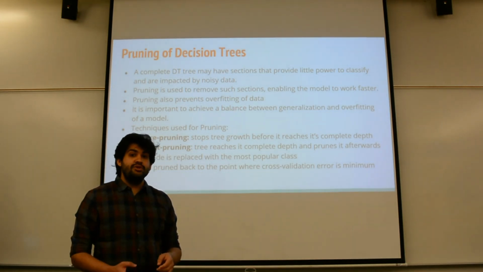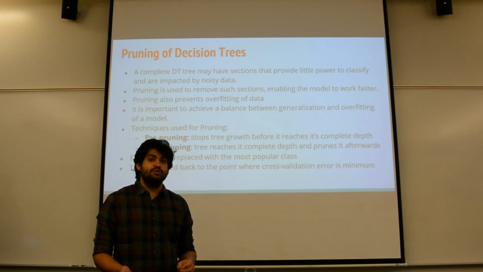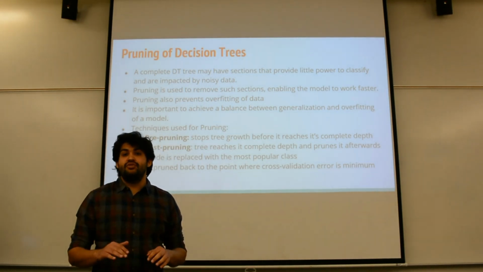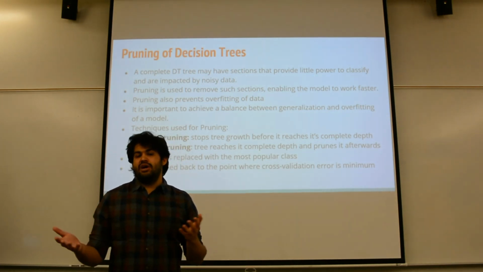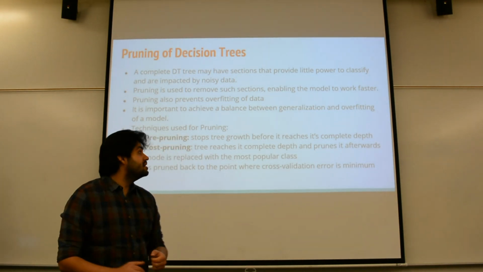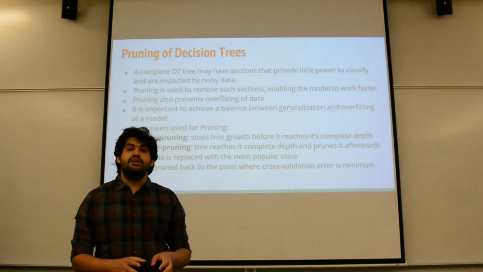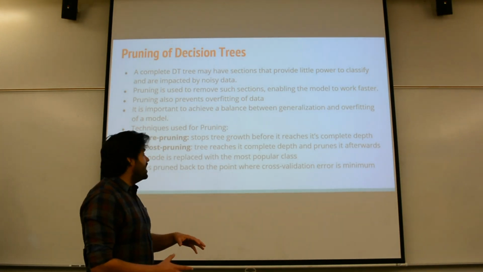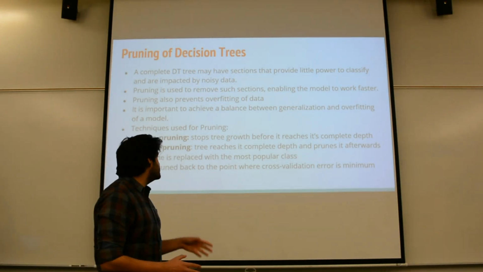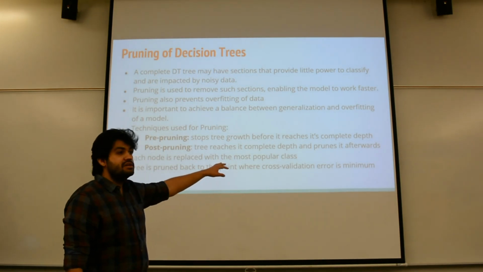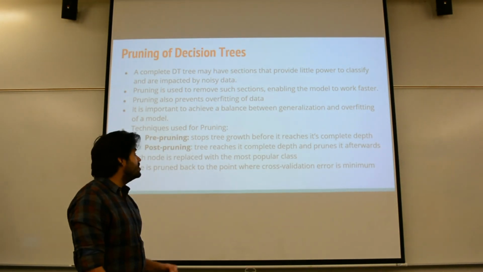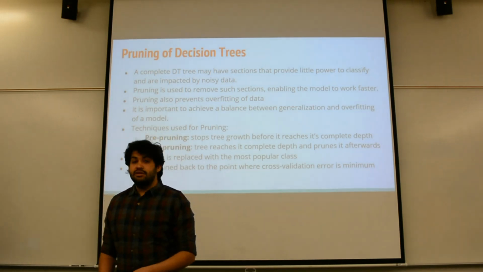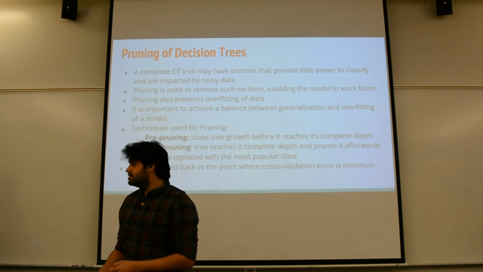Pruning has two techniques, pre-pruning and post-pruning. In pre-pruning, we stop the growth of a tree when it reaches a certain depth level. In post-pruning, we let the tree grow to its complete depth and then we start pruning. You can use multiple ways to prune subparts of a tree, such as replacing them with the node most popular in their class, or you can use cross-validation error to prune the tree. Now, Soumyakanti will take over.